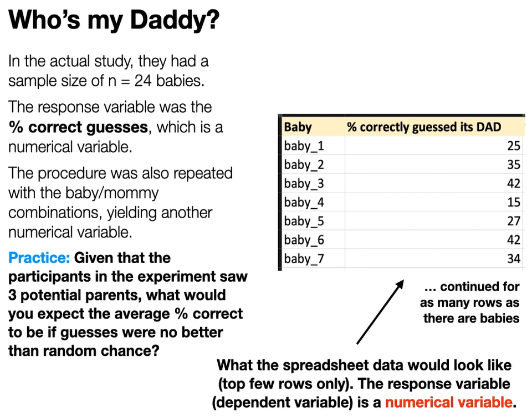Okay, so as a practice question, given that the participants in the experiment, the guessers, saw 3 potential parents, if guesses were no better than random chance, what would you expect the average percent correct to be? We'll take up the answer to that on Zoom. So given that each guesser was looking at 3 potential dads, what do you think the average of that numerical variable would be if guesses were no better than chance? That's our null hypothesis.